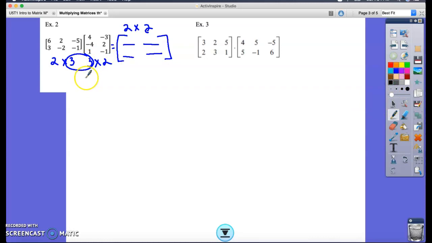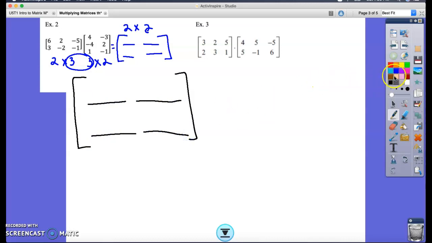Okay. At this point, I like to make a big old workspace for myself so I can kind of see what's going on. 1, 2, 3, 4. So in this spot here, I'm going to have row 1, column 1. And right here, I'm going to have row 1, column 2. Here is row 2, column 1, column 2.